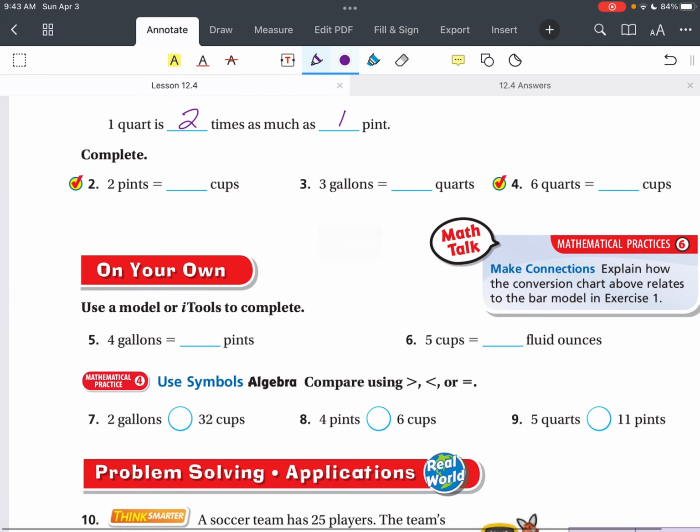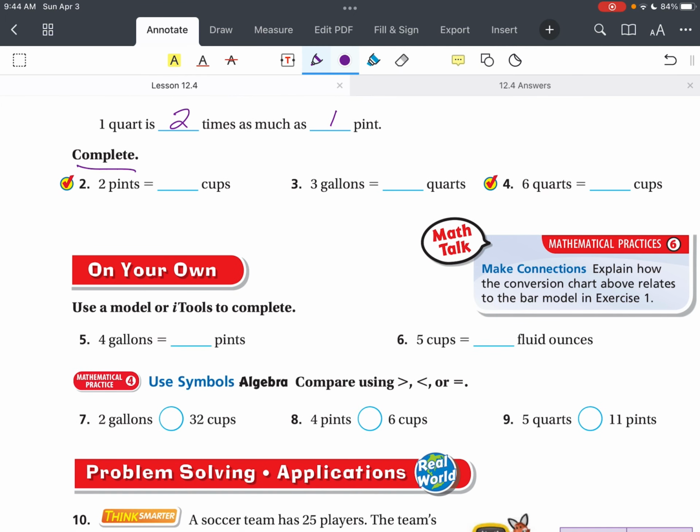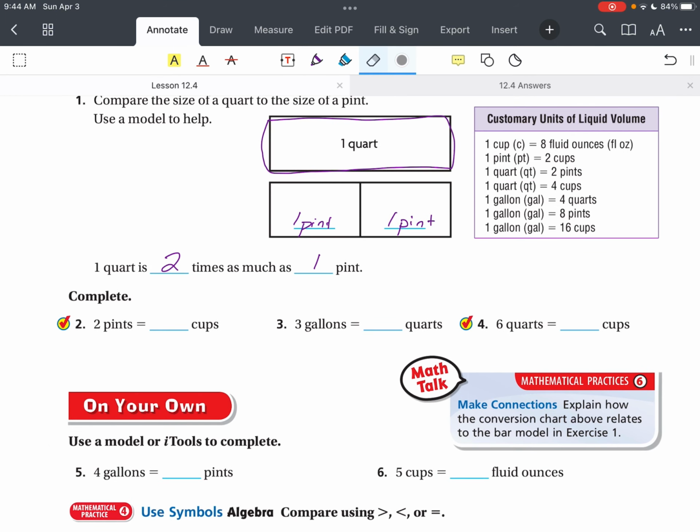All right, number 2, we're going to do some conversions here. It just says complete for 2 through 4. And it says 2 pints. So let's go up here and look at pints and cups, actually. So let's find where they have conversion for pints and cups. So 1 pint equals 2 cups. So we're going to take 2 pints, and it takes 2 cups, so we're going to do 2 times 2, so that would equal 4 cups. If 1 pint equals 2 cups, 2 pints would equal 4 cups.